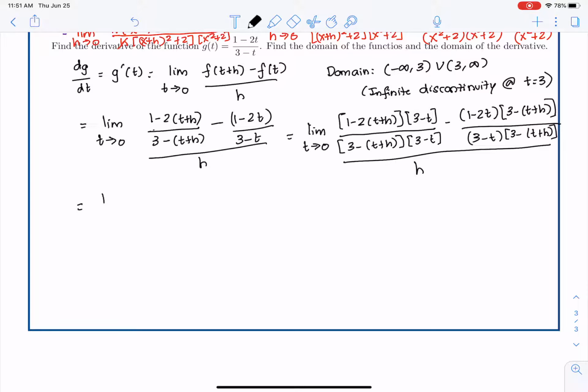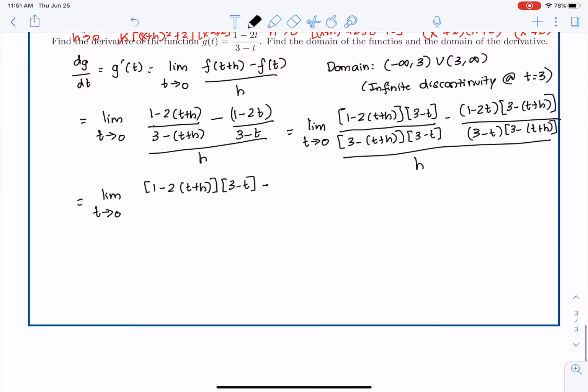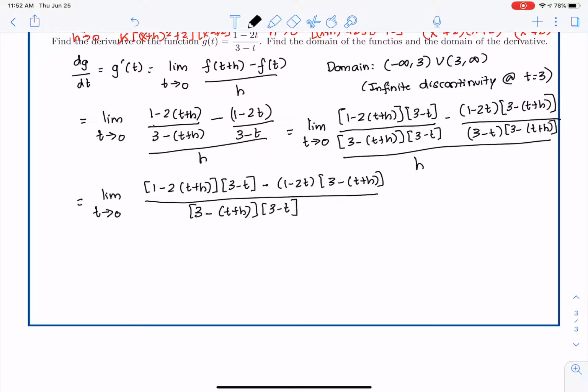We have a common denominator, so we can combine the numerators. So we have 1 minus 2 times t plus h times 3 minus t, minus 1 minus 2t times 3 minus t plus h, divided by the common denominator, which is 3 minus t plus h times 3 minus t, and the entire thing will be divided by h.